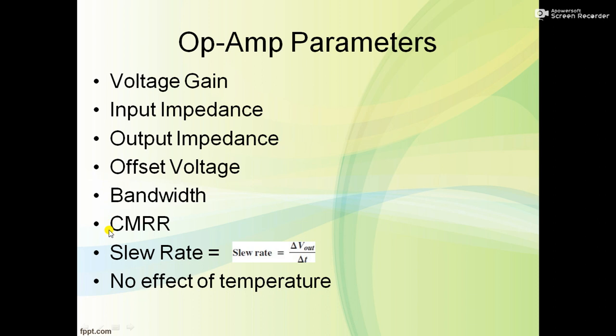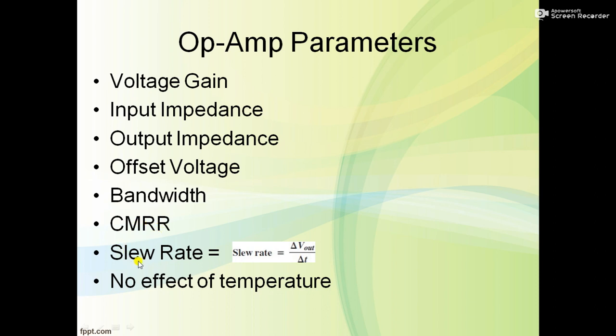Then CMRR is the common mode rejection ratio. Common mode signal means if both inputs are the same voltage, the output becomes 0 volt. It is so ideally, theoretically, but practically some difference voltage you will get. To avoid that common mode error signal, we are using this parameter. So it is also infinity.